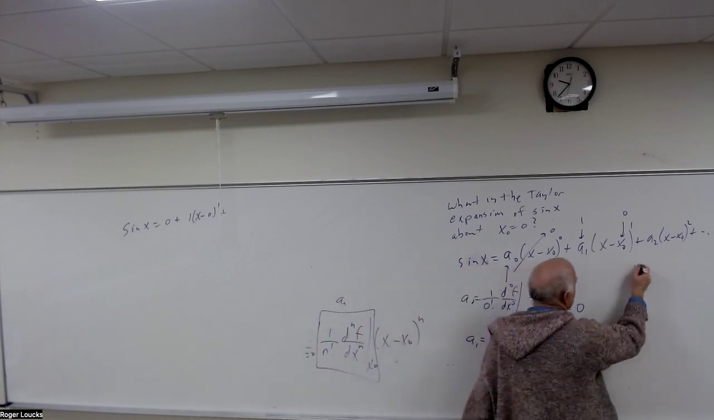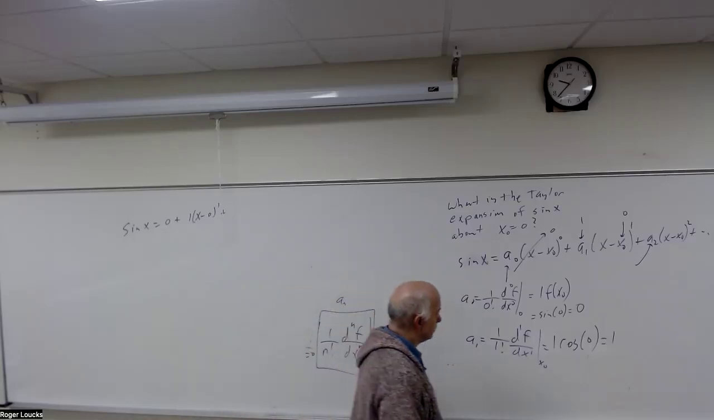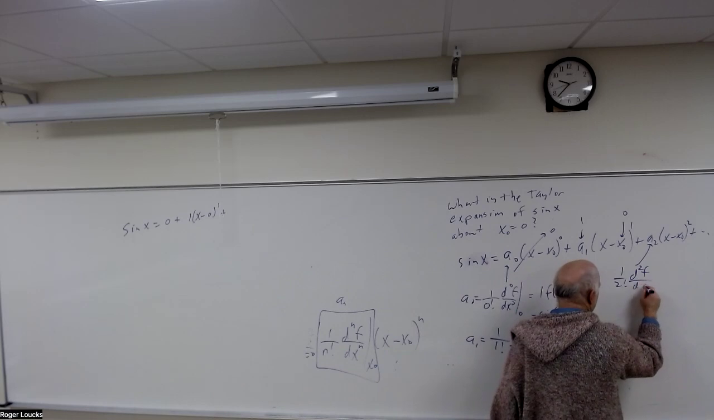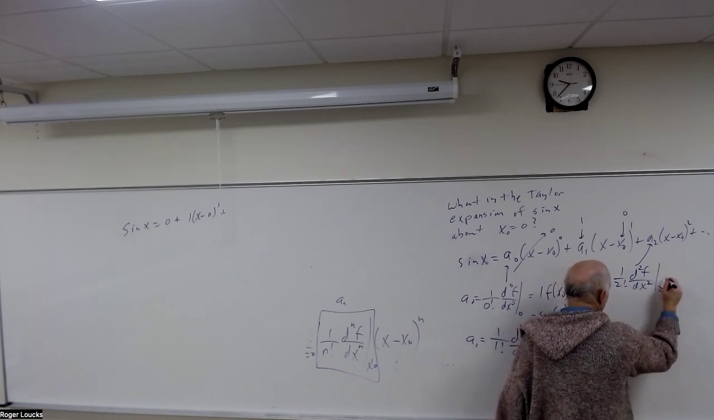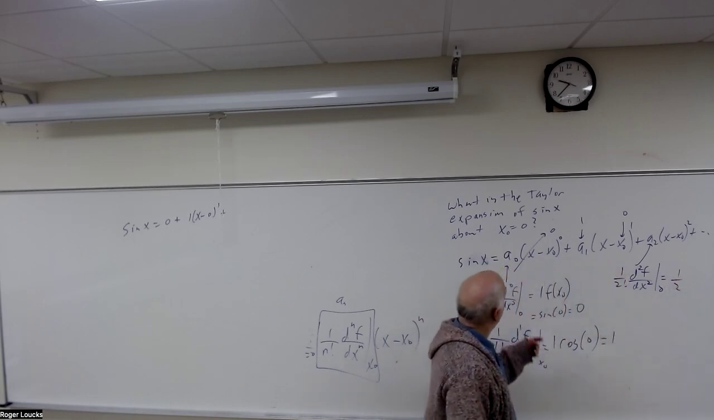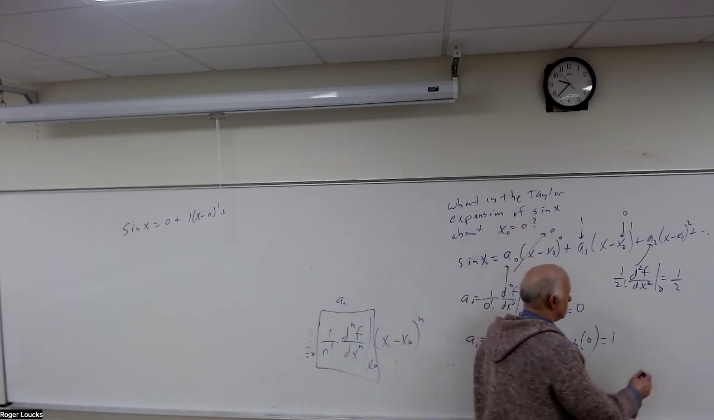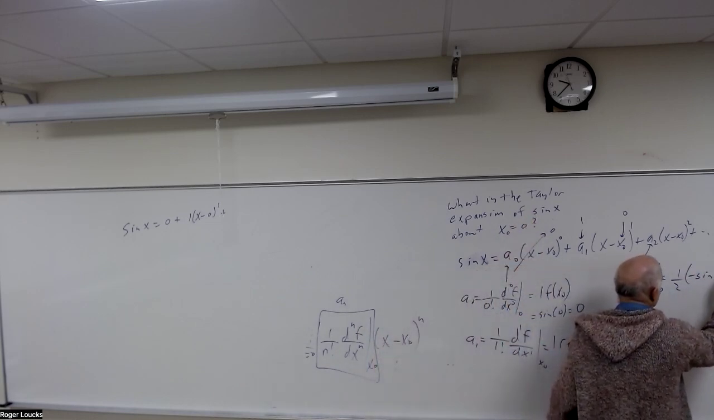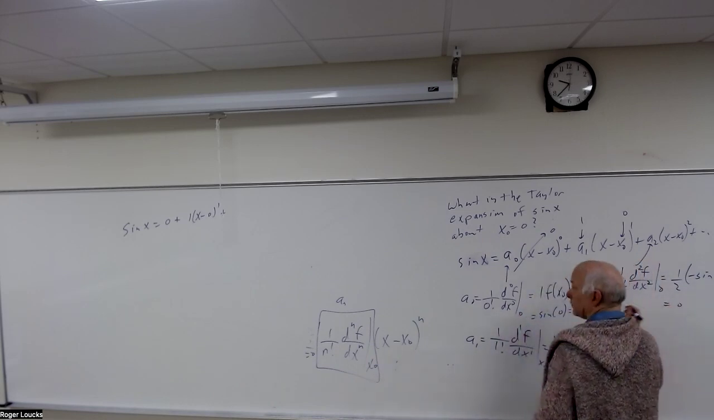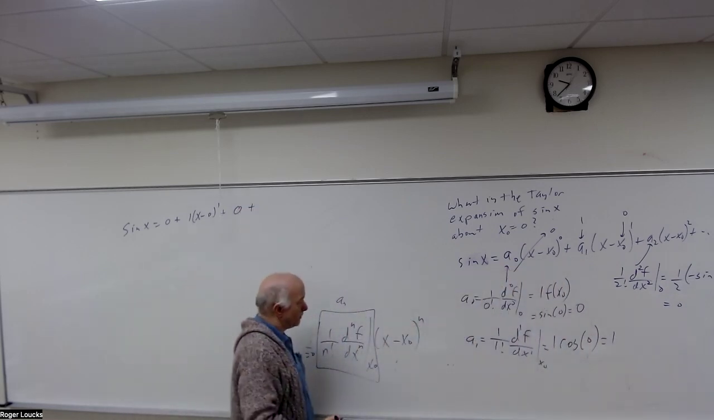What is this a2? 1 over 2 factorial, second derivative of that with respect to x, evaluated at 0. So this is 1 over 2. What are two derivatives of the sine of x? Minus sine of x. Evaluated at 0, what is that? 0. So this is 0. The next term is going to be plus 0. Let's stop after the next term. Okay, so let's say the third term.